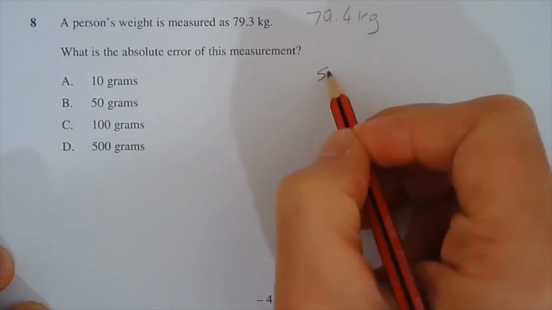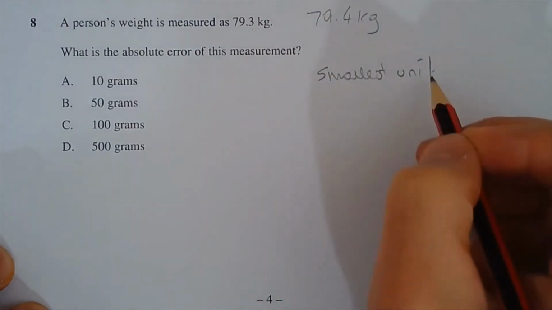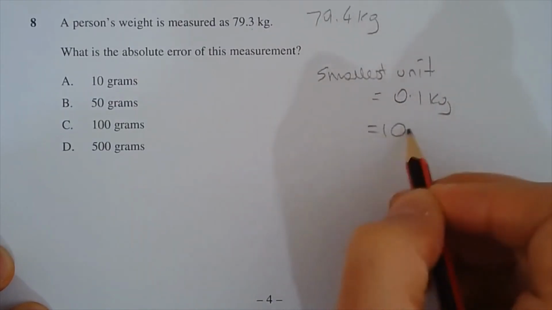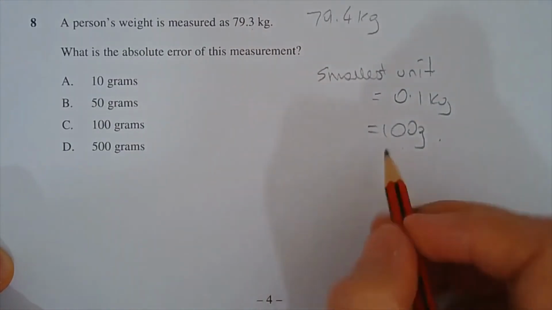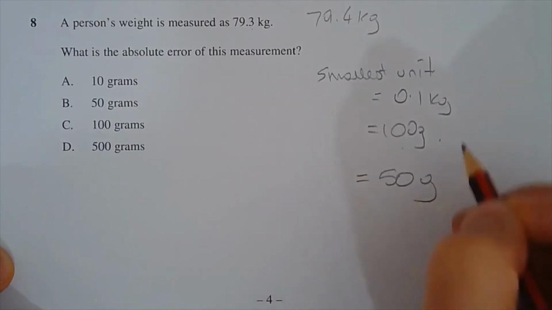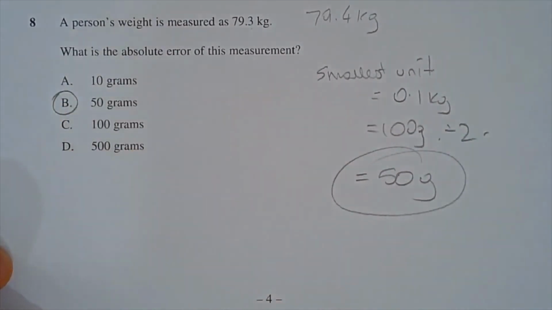So the smallest unit of measure is equal to 0.1 kilograms, which is equal to 100 grams. And the absolute error is half of this. So that's going to equal 50 grams. Answer is B.